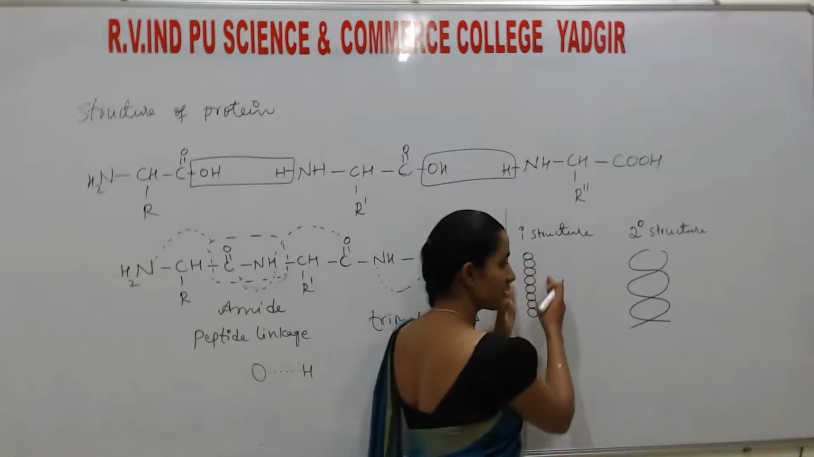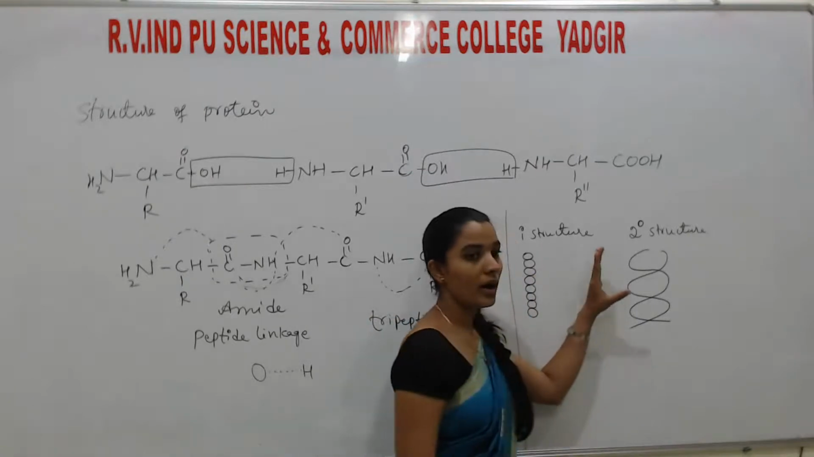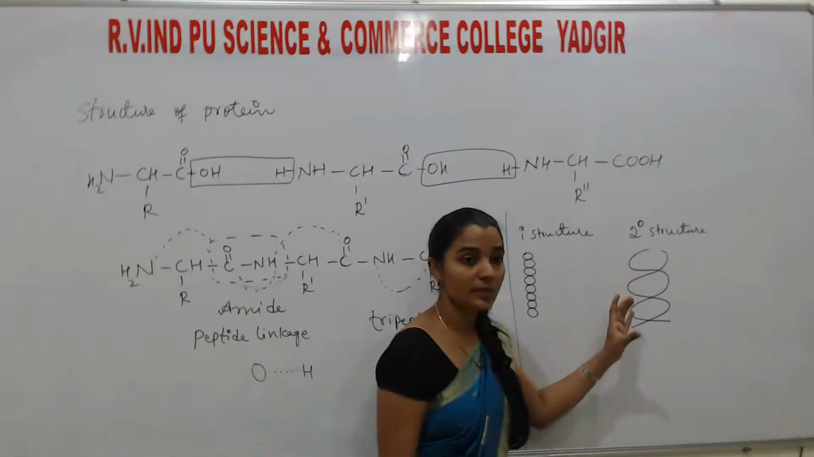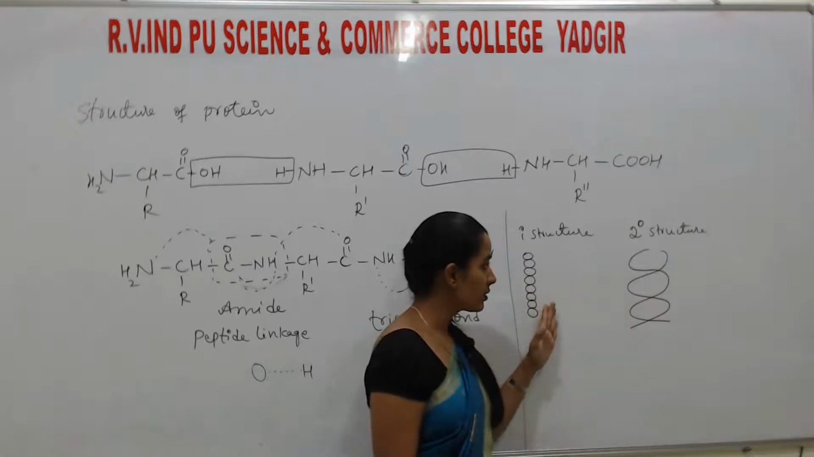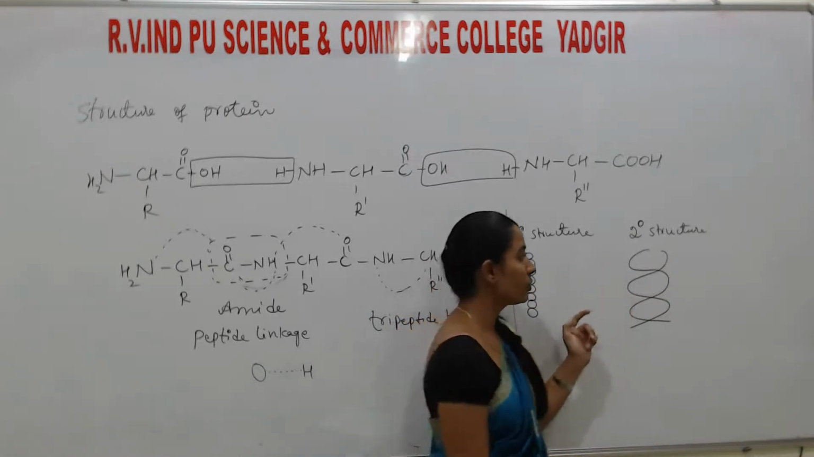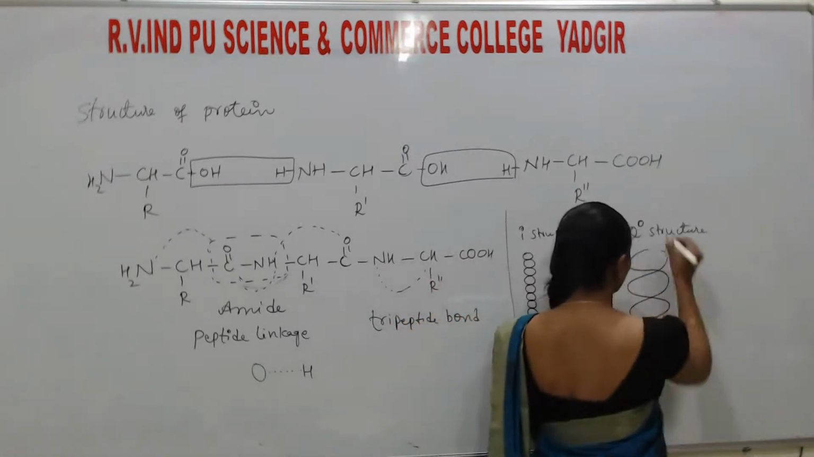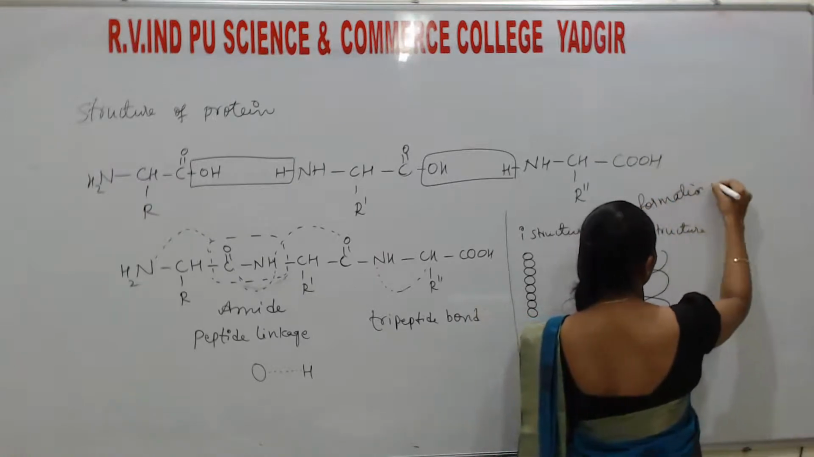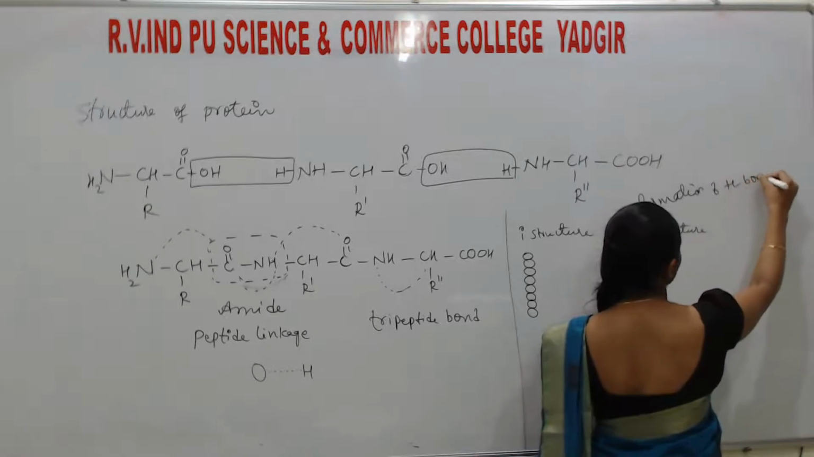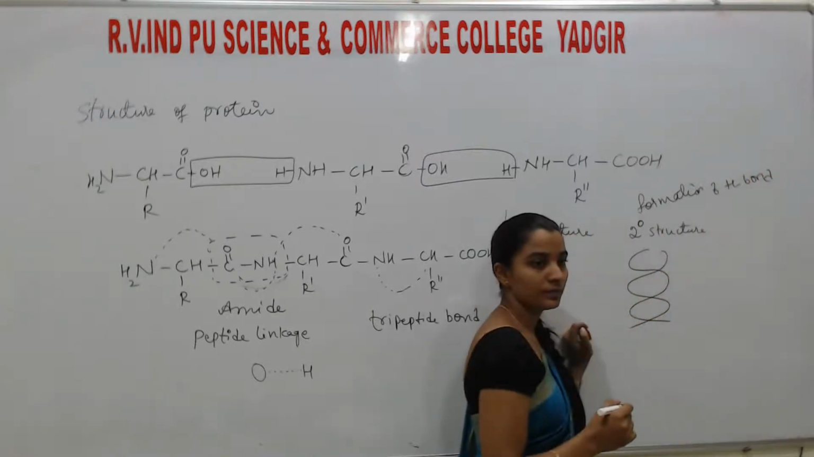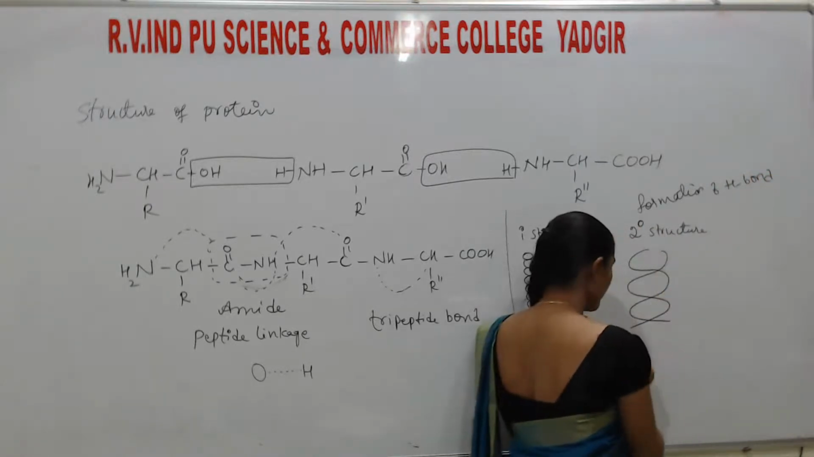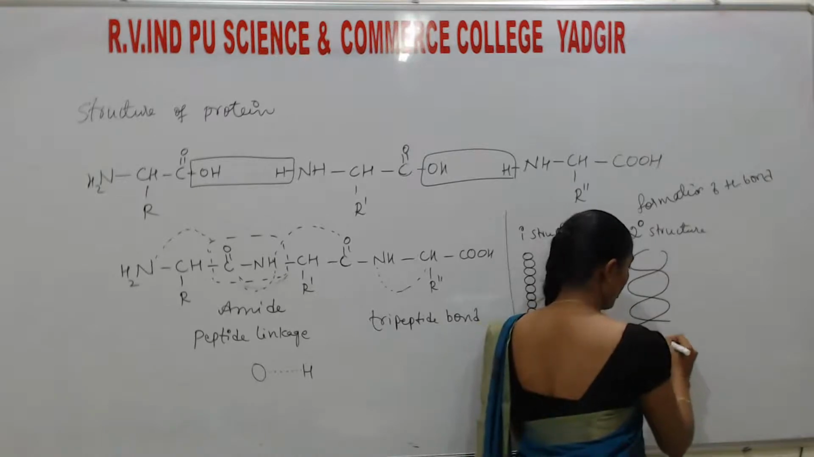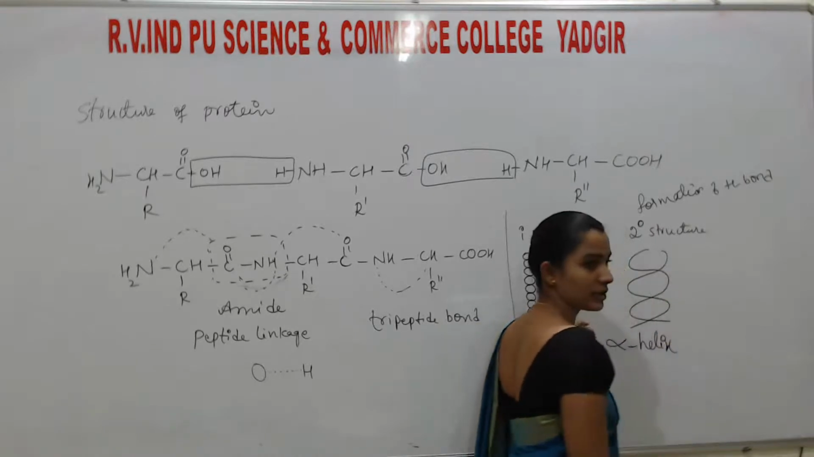Understand? The straight chain, the primary structures, are arranged in different shapes. The primary structure changes its shape due to what? Formation of hydrogen bond. Okay, so this is one type of structure called the alpha helix structure.